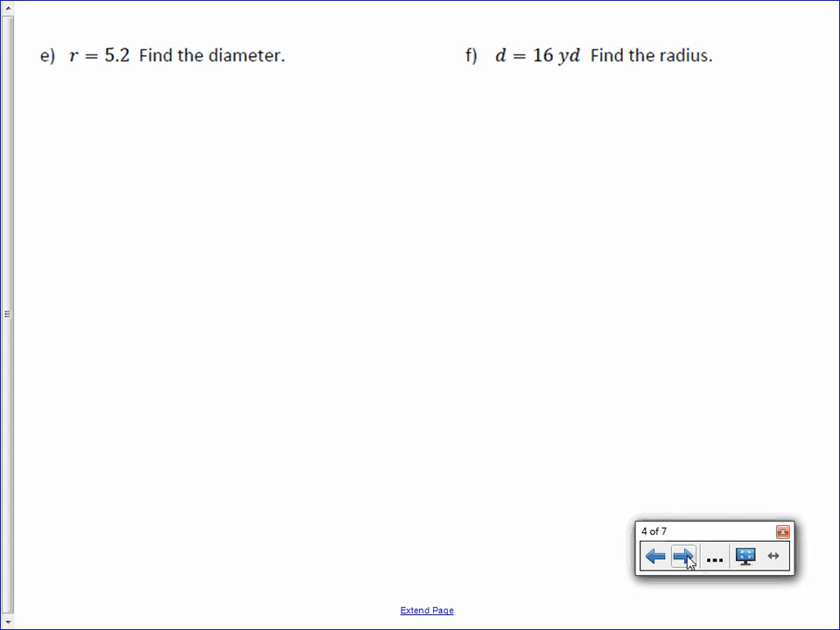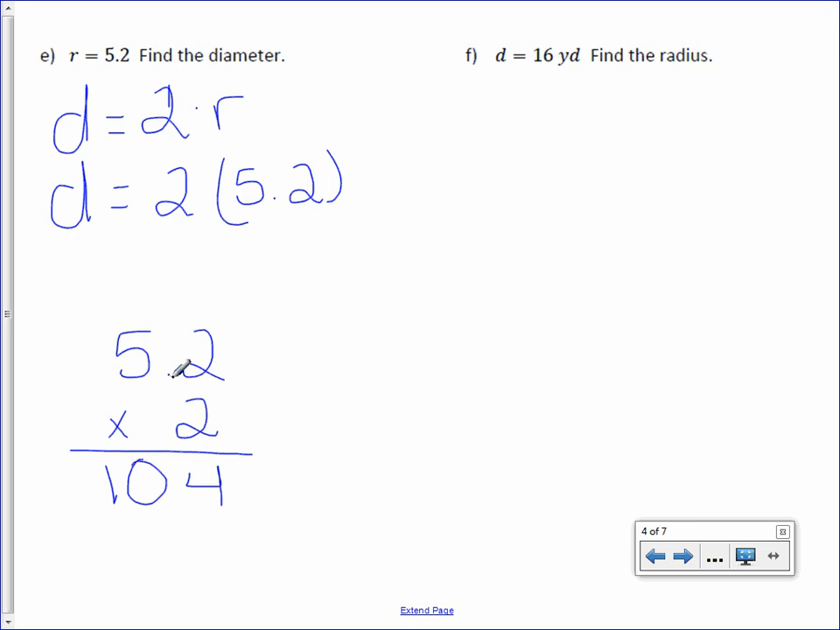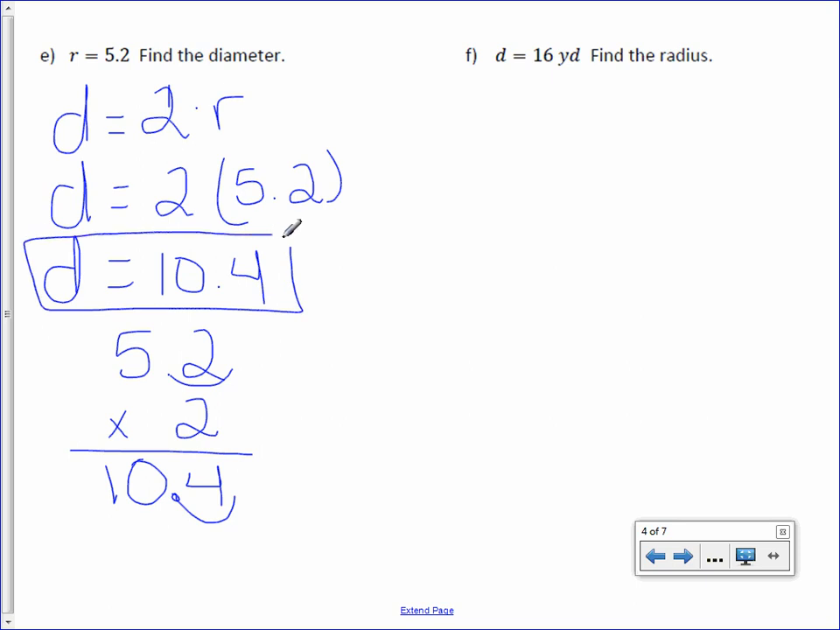Letter E. Radius equals 5.2. Find the diameter. We're finding diameter, so D equals 2 times the radius. D equals 2 times 5.2. So let's do that multiplication. 2 times 2 is 4. 2 times 5 is 10. We have one number behind the decimal point, so we want one number behind in our answer. D equals 10.4. We don't have any units, so we don't need to write any units.